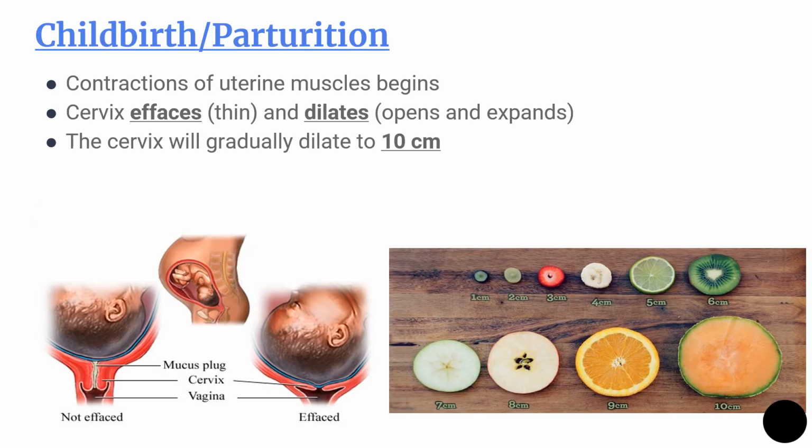The childbirth process is separated into 3 main phases. These 3 phases are then separated into even more phases, but I'm trying to simplify this for you all. We begin the childbirth process with contractions of the uterine muscles. After this, the cervix is going to efface. This means it's going to thin out, and it's going to dilate. This means it's going to start to open and expand. The cervix will gradually dilate to 10 centimeters, and at that point, the fetus is able to come all the way out to the external environment and be born.